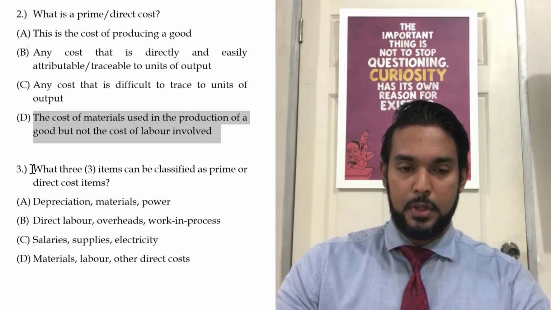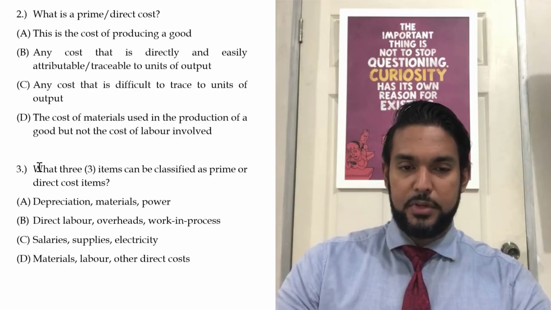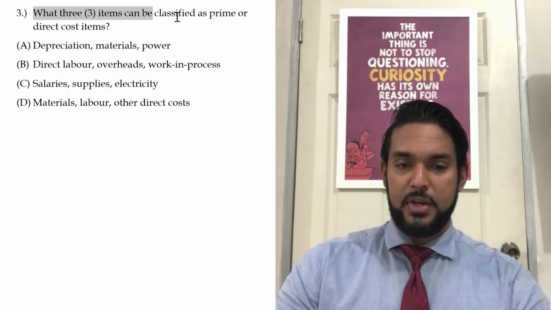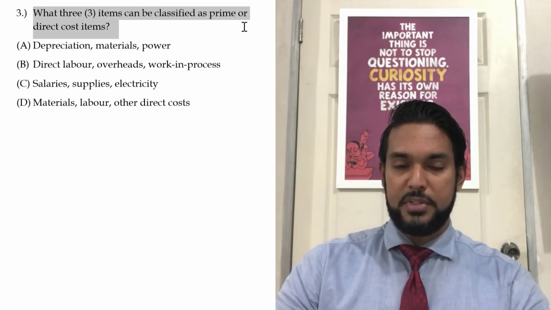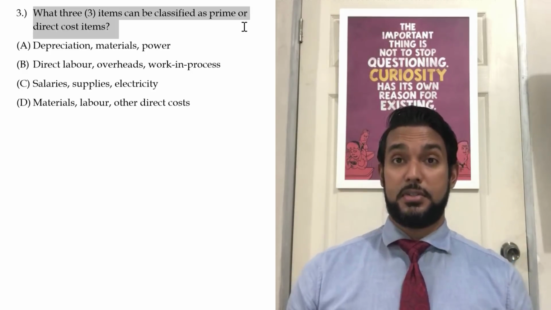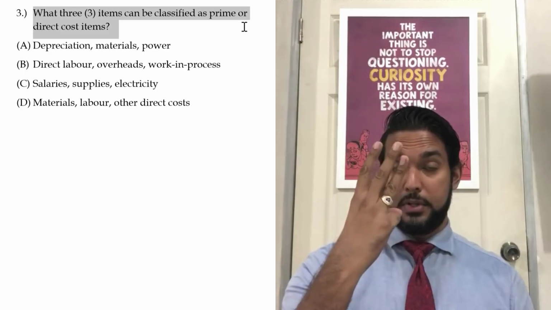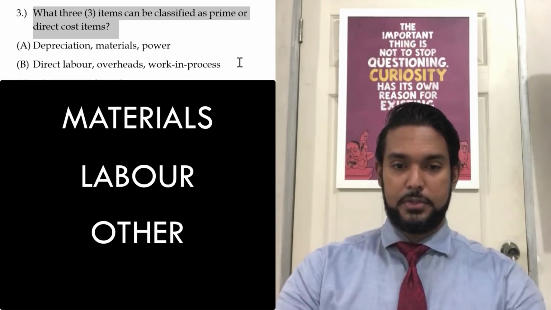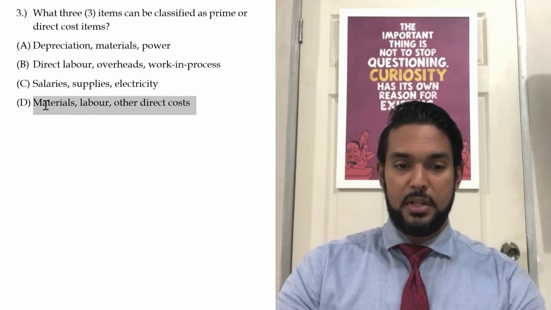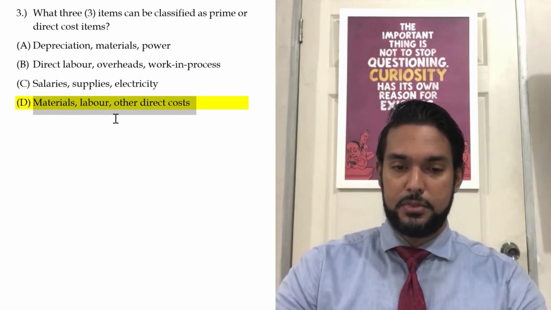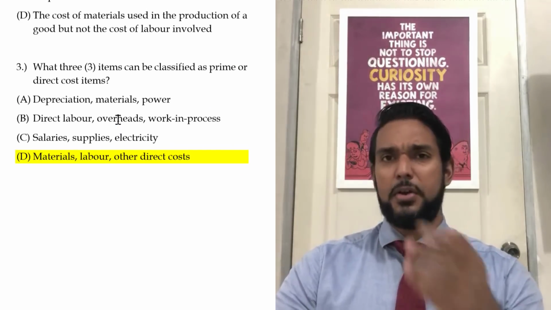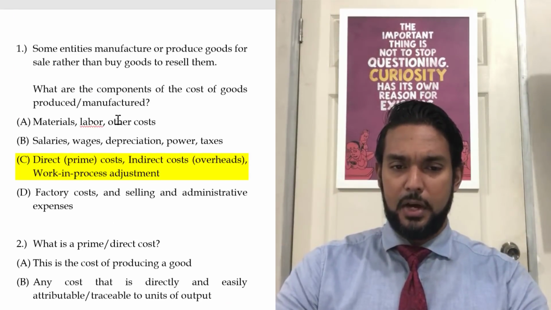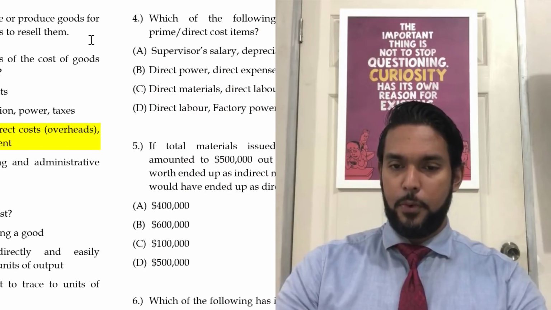Number 3, let's take a read. Let's scroll up, right, so we can put number 3 there. What 3 items can be classified as prime or direct cost items? So direct costs, your prime costs, you have 3 components: direct materials, direct labor, and other direct costs. So materials, labor, and other direct costs. Other direct costs, well, actually I have a question coming up a bit later, and you'll see what some of those are. Let's scroll across to number 4.